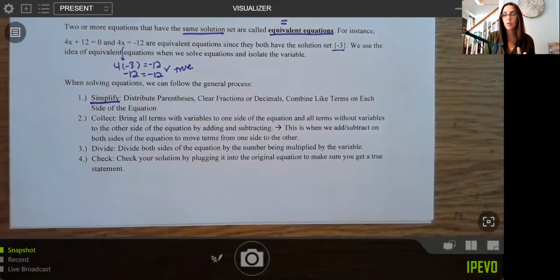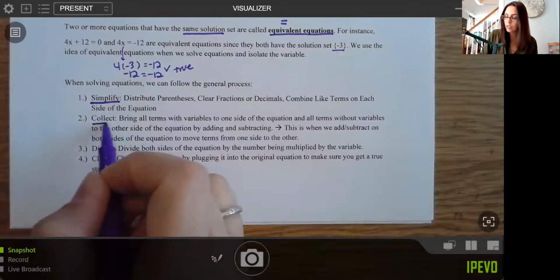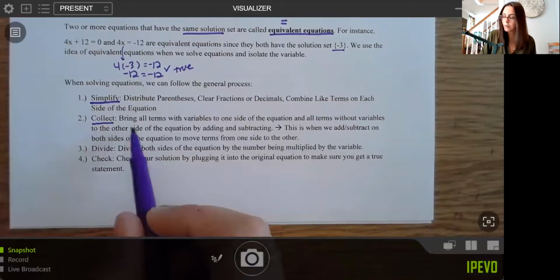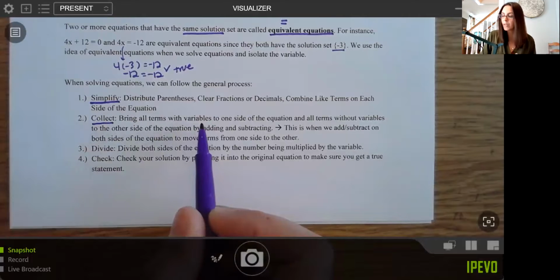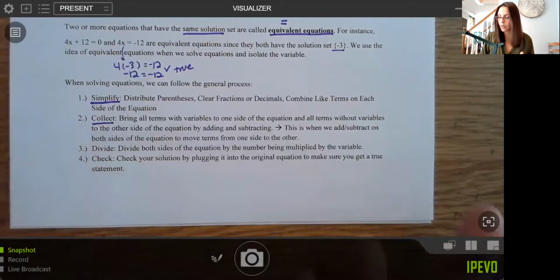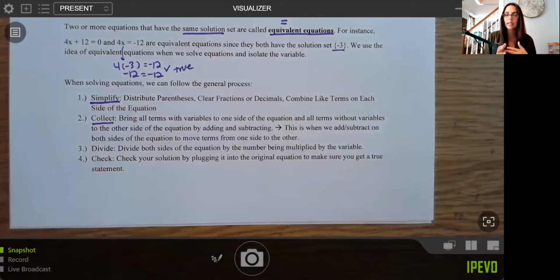After you simplify as much as you can, there's sort of nothing else for you to do. Now you're going to start moving things around. So this is the collecting stage, I like to call it. So we bring all terms with variables to one side of the equation and all terms without variables to the other side of the equation. So this is when you start adding and subtracting on both sides of the equation to move things around.